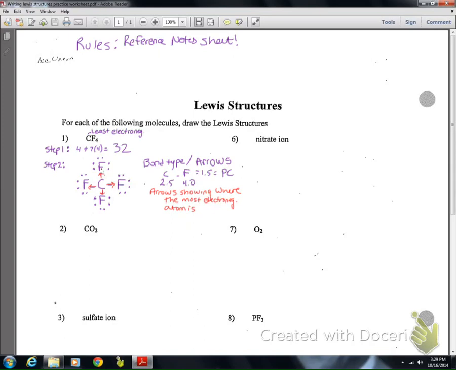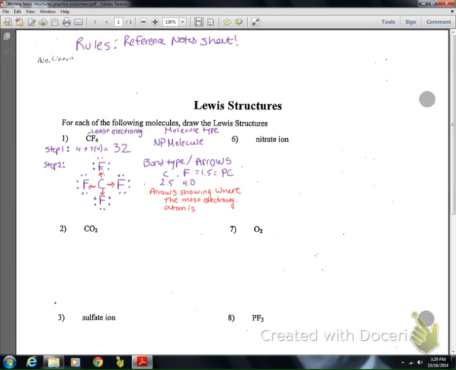Then I'm going to look at the molecule type. So I'm going to look and see, is this molecule polar or nonpolar? In my Lewis structure there, hopefully you see that all of those fluorines on the outside of that carbon look the same. And so remember, if it looks the same, it's a nonpolar molecule.